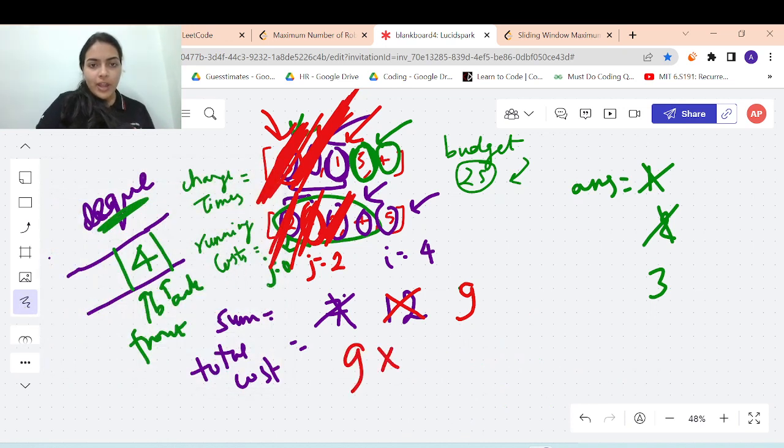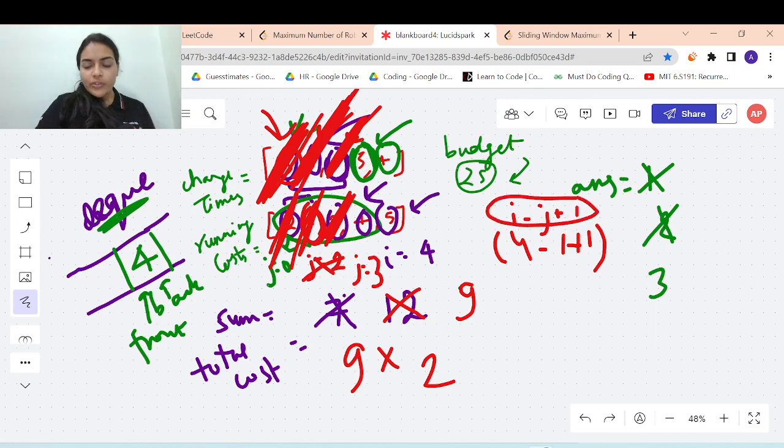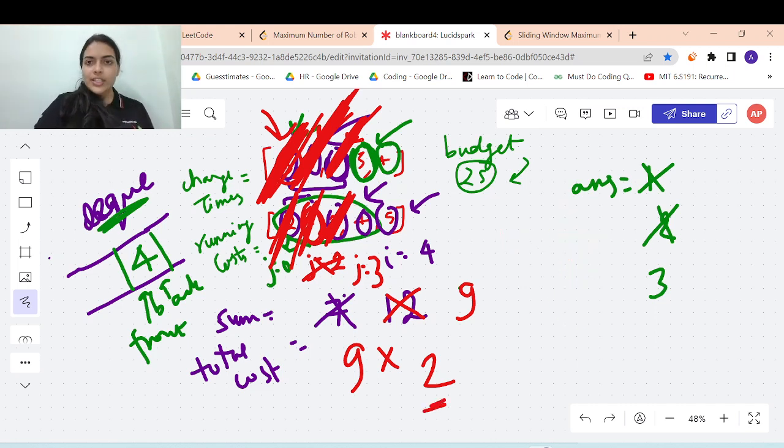How many elements do you have? Okay, these 3 elements are removed. You have only 2 elements, right? I have to move j also. j is equal to 3. You have 2 elements, because i is equal to 4, j is equal to 3. So i minus j plus 1 gives you the number of elements. 4 minus 3 plus 1 is equal to 2, right? So you have 2 elements in your current subarray.